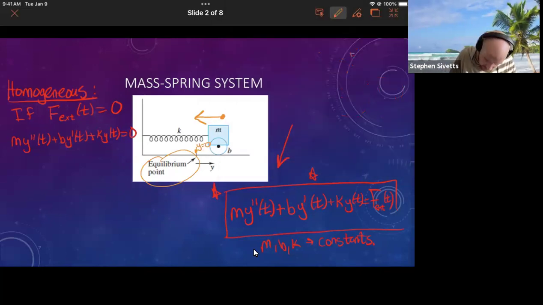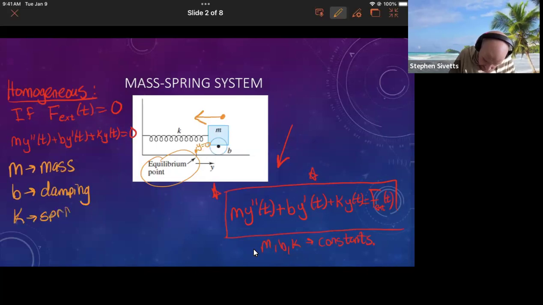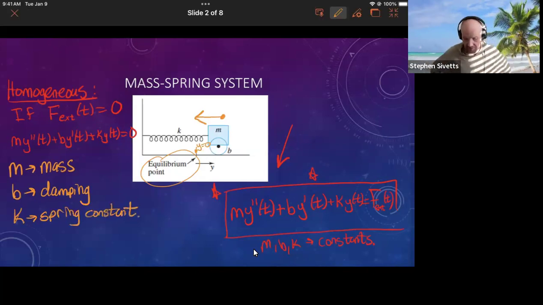Let me label out the constants again. The m variable is mass. b is the damping coefficient. And then k is the spring constant, right? k is the spring constant.